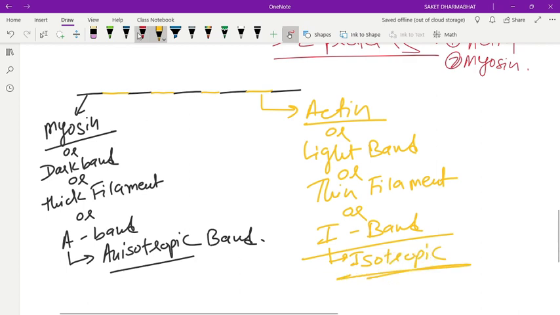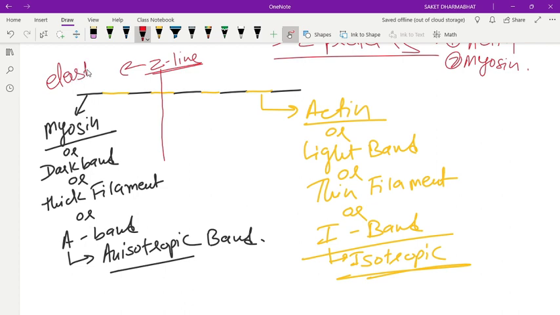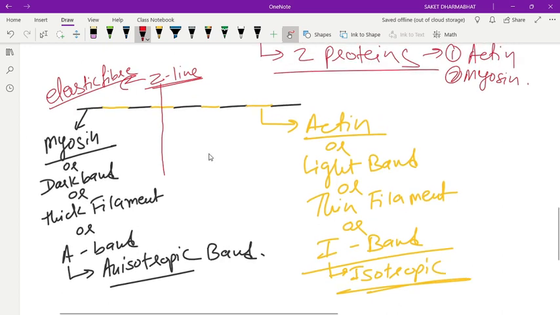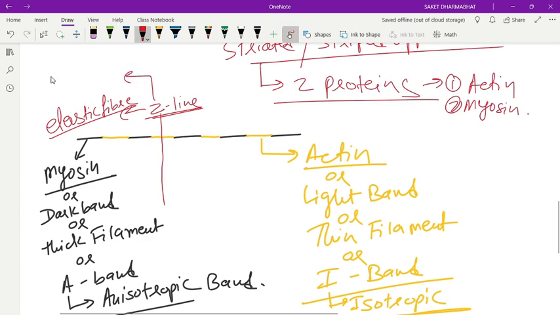Clear up to here? Now this I band is bisected in the middle by one line called the Z line. The Z line is an elastic fiber. Z comes from the name of a scientist, Zwischenscheibe. If you do not remember, no problem, in NEET they will not ask. It is also called Dobie's membrane or Krause membrane. Many names are used.